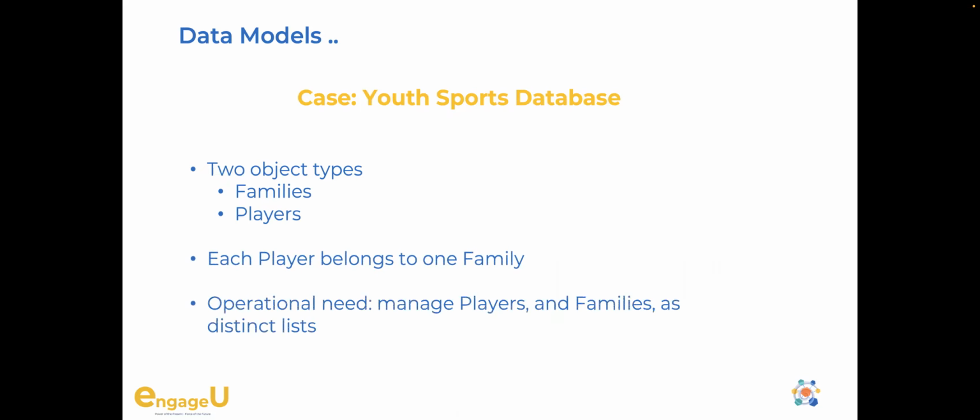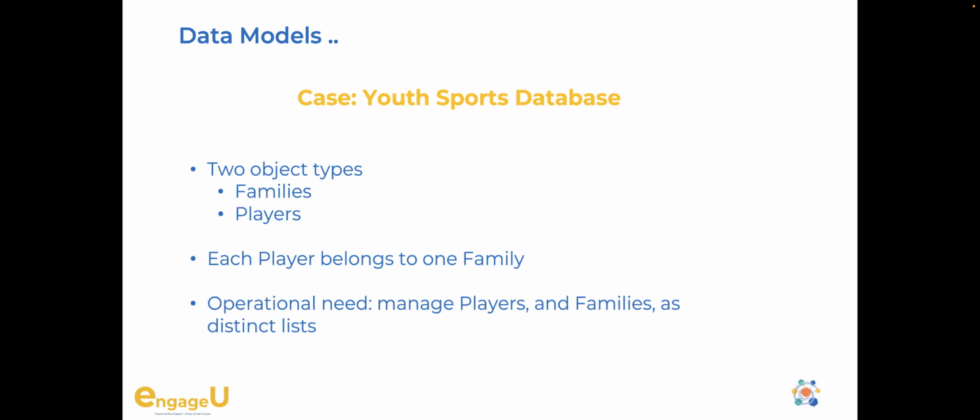So we're going to look at two object types coming from this structure we've talked about already: families and players. Each player belongs to one family. An operational need is to manage players and families as distinct lists. The reason is that players individually enroll in programs and have to be given information and instructions and evaluations based on that player's membership. But for marketing and general communication, we write emails using MailChimp to families, and we select lists of families, and we mention the players in their families in those emails.